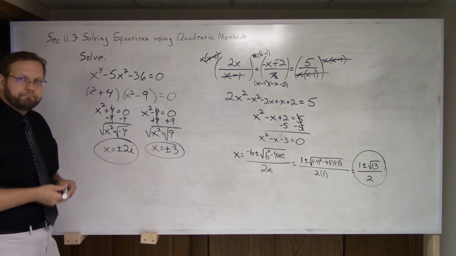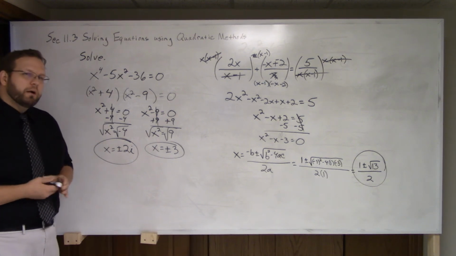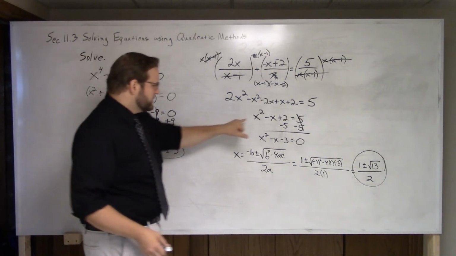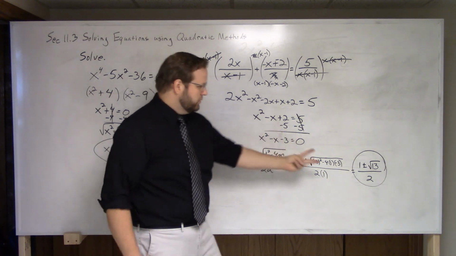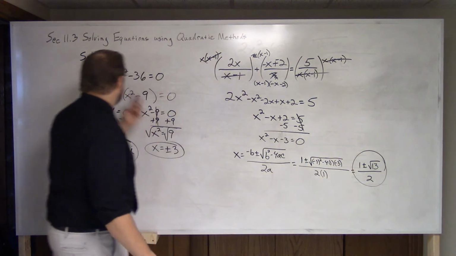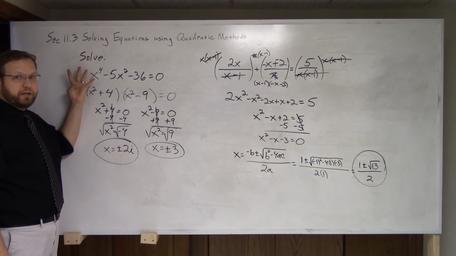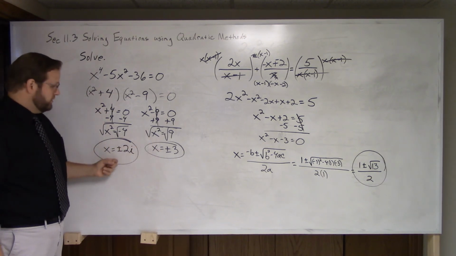And we got that. Okay? Now I want to point something out. When we had this x squared, we had a degree of 2. We had 2 answers. Here, we had a degree of 4. How many answers do we have? We had 4 answers, 2 and 2.